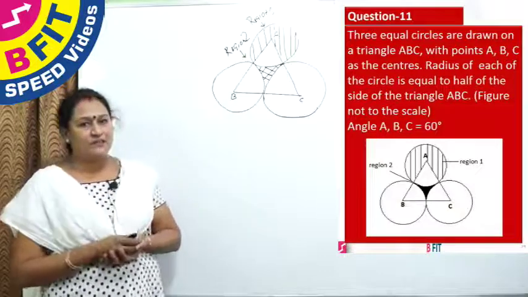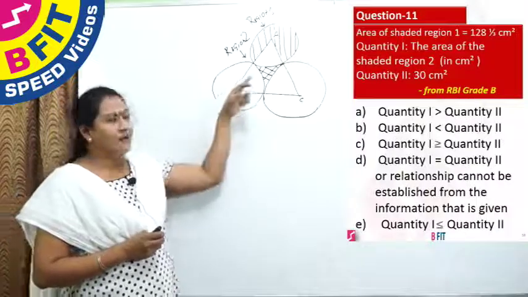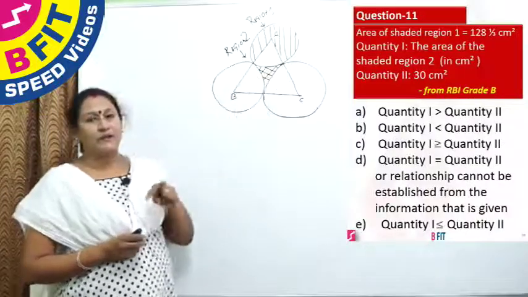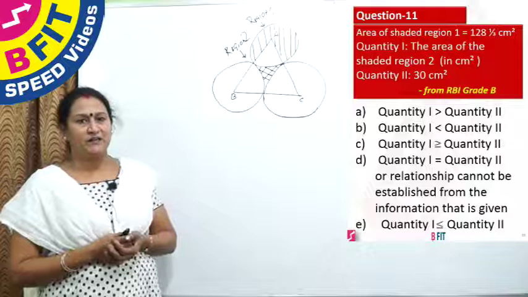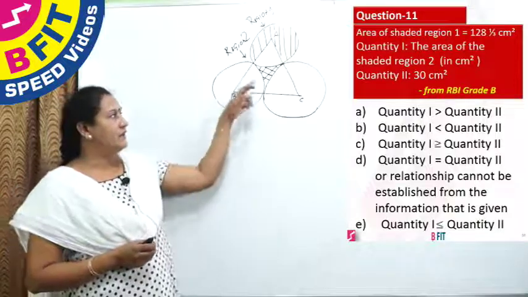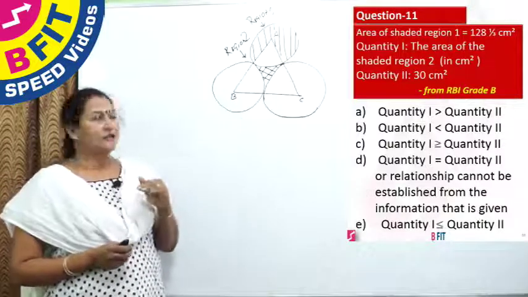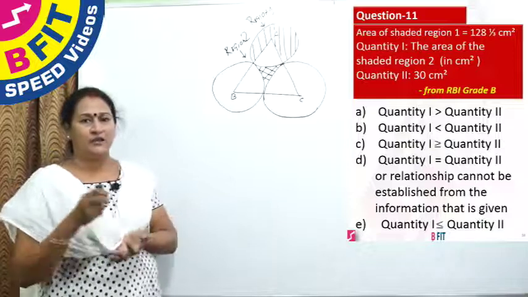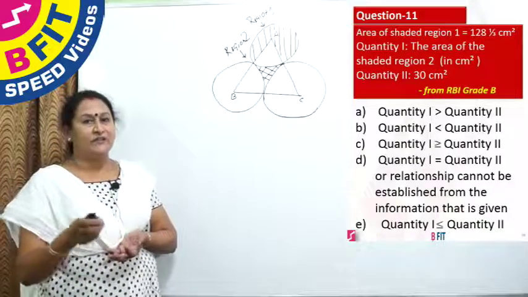But what is our question? The question is quantity 1 is region 2 and quantity 2 is 30 centimeter square. So we have to check if region 2 is lesser than 30, more than 30, or equal. Now we'll see the working.